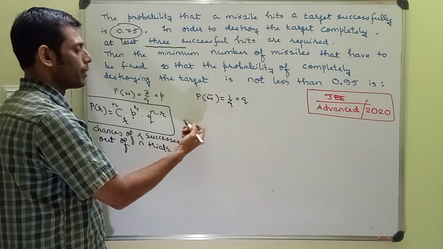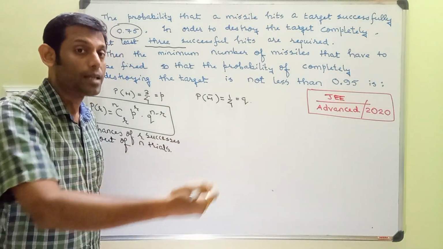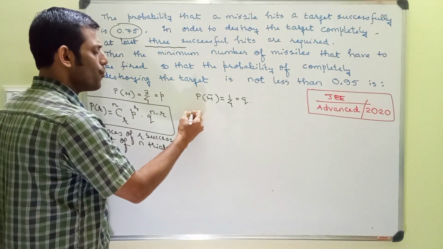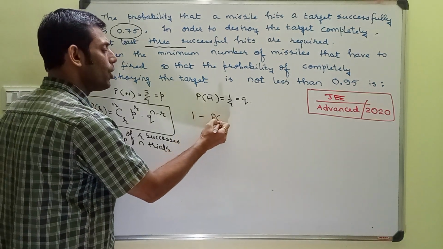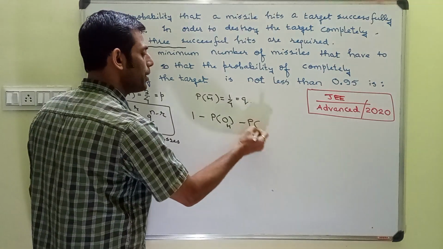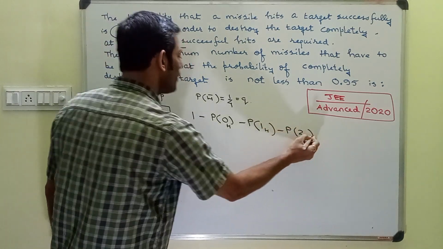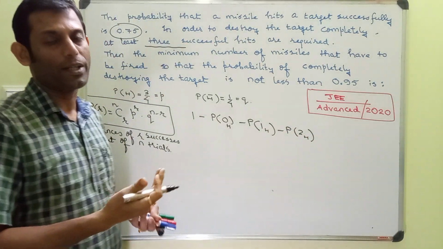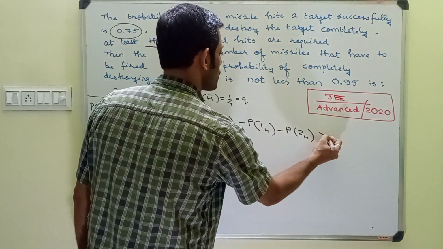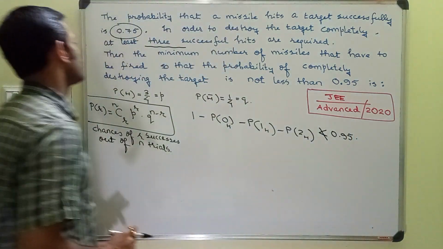And therefore, when you go for firing 3 or more missiles successfully, it is equivalent to 1 minus the probability of 0 successes, 0 on target, minus the probability of 1 hit, minus the probability of 2 hits. Whatever remains is the probability of 3 or more successful hits on target, and this should not be less than 0.95. Now, you read the question again.